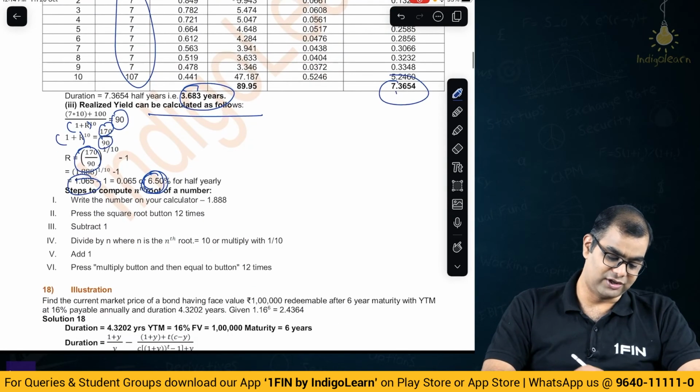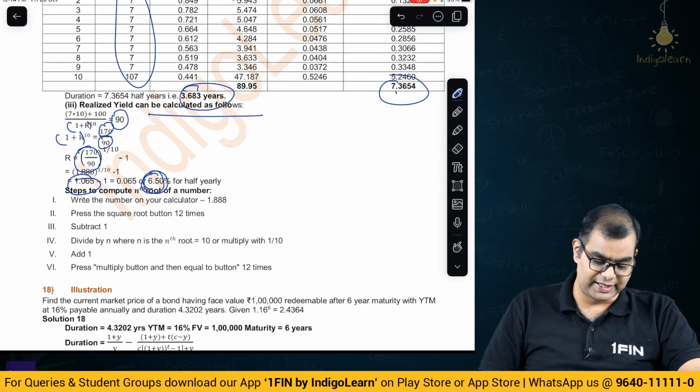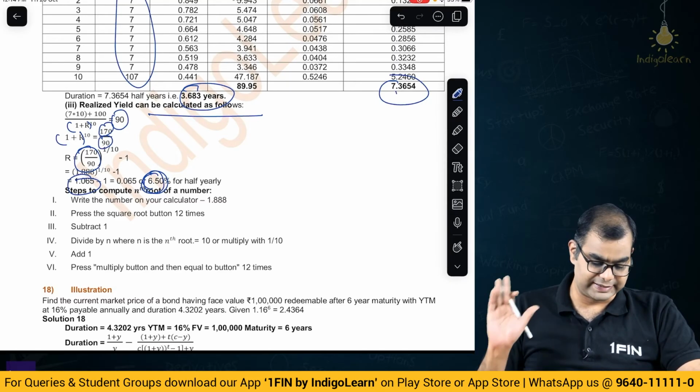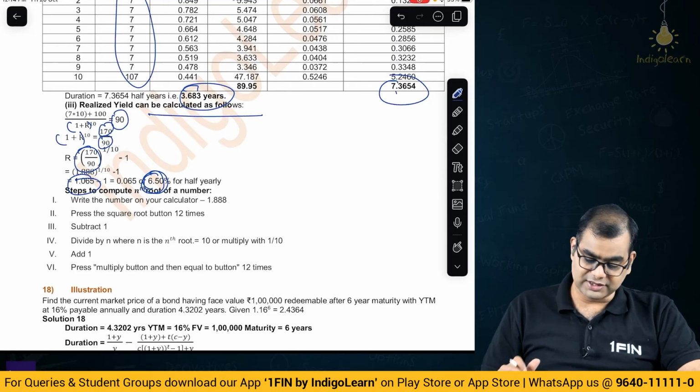Now see, here I have written it also. How do you compute the 10th root on a calculator? Write the number on your calculator. What do we have to compute here? 170 by 90, the 10th root of that. It comes to 1.88888. Then press the square root button 12 times: 1, 2, 3, 4, 5, 6, 7, 8, 9, 10, 11, 12. Subtract 1.